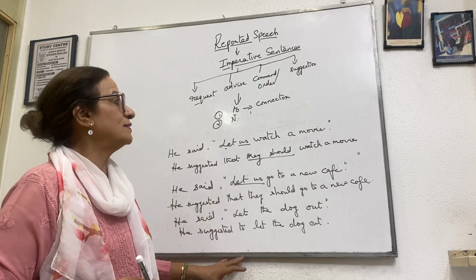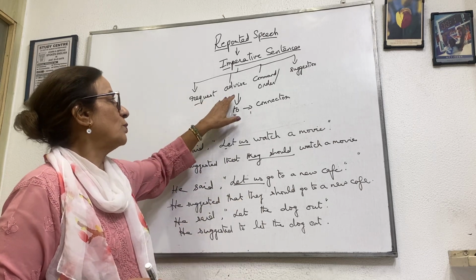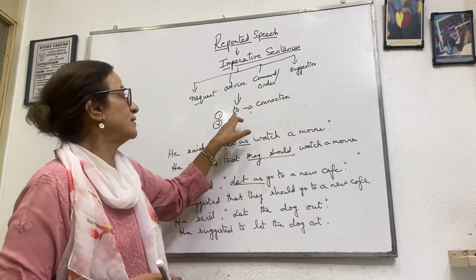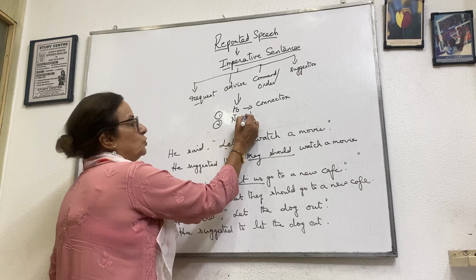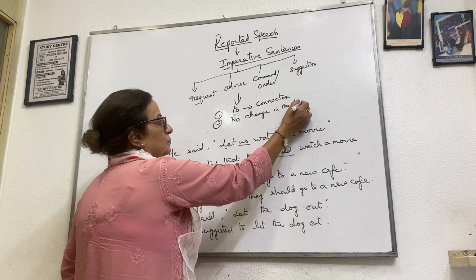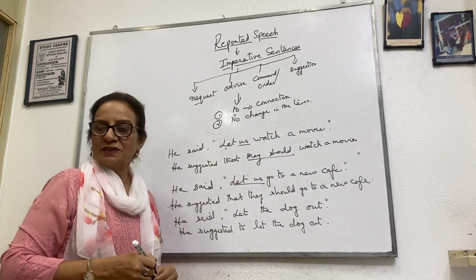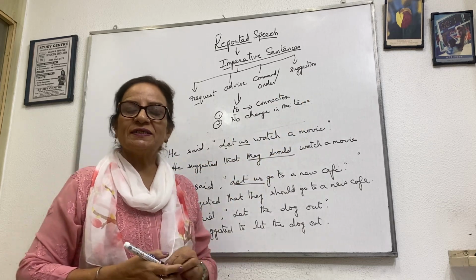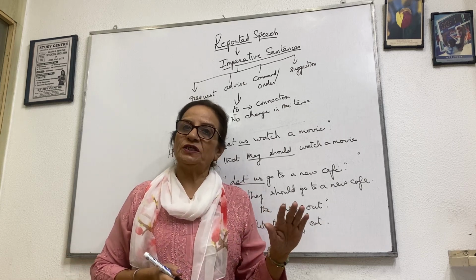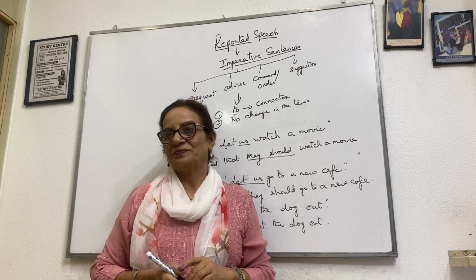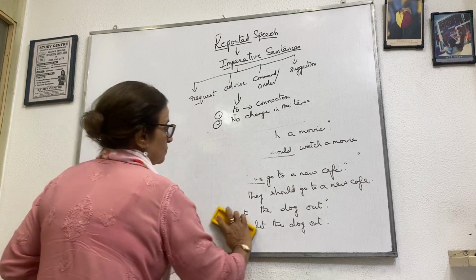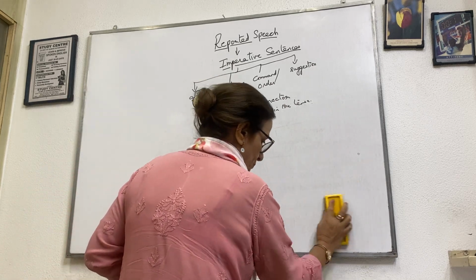So imperative sentences are a request, advice, command, order or a suggestion. And the connector is "to" and there is no change in the tense. Is it clear, students? So imperative sentences take "to" as a connector and there is no change in the tense. Okay? Let's do some more examples to get it more clear.